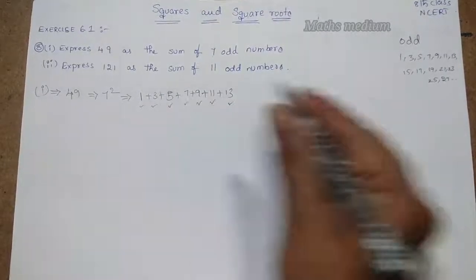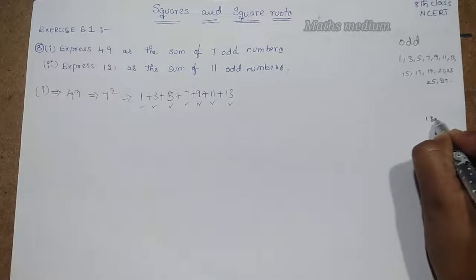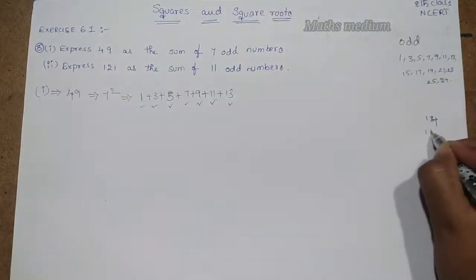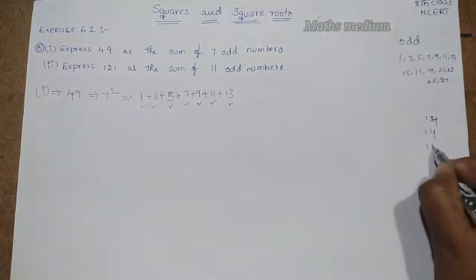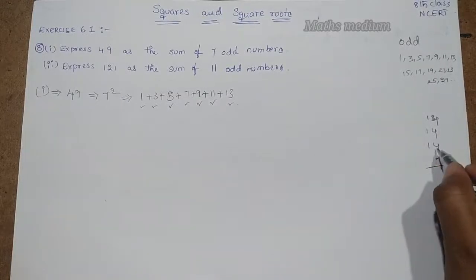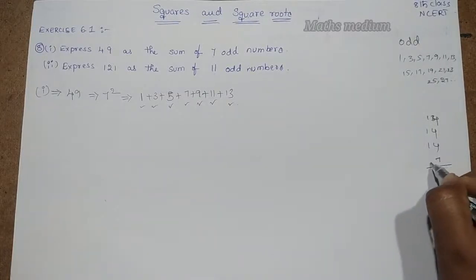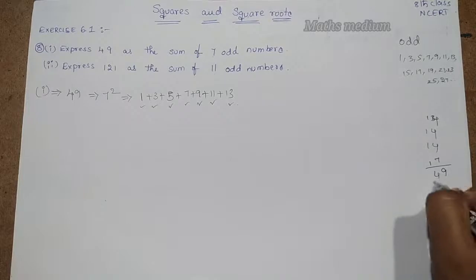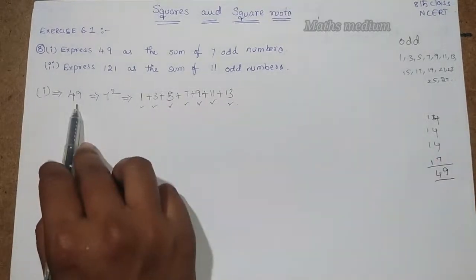If you want to check this, see 13 plus 1, 14. 11 plus 3, again 14. 9 plus 5, again 14. This is the 7. 3 14s are 42, plus 7, 49. We get the answer 49, right?